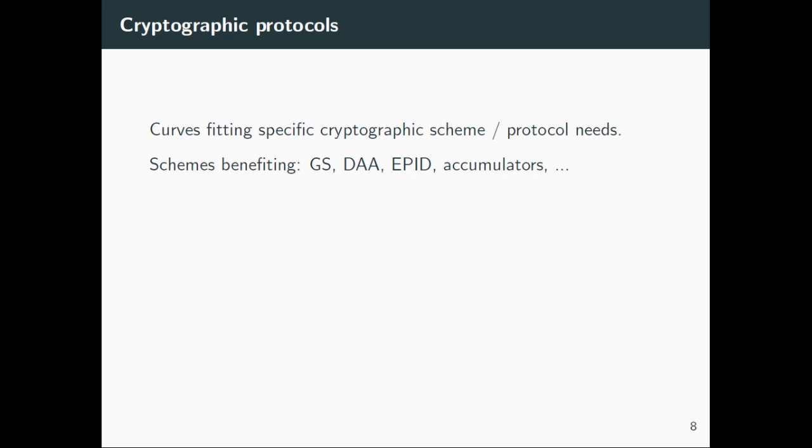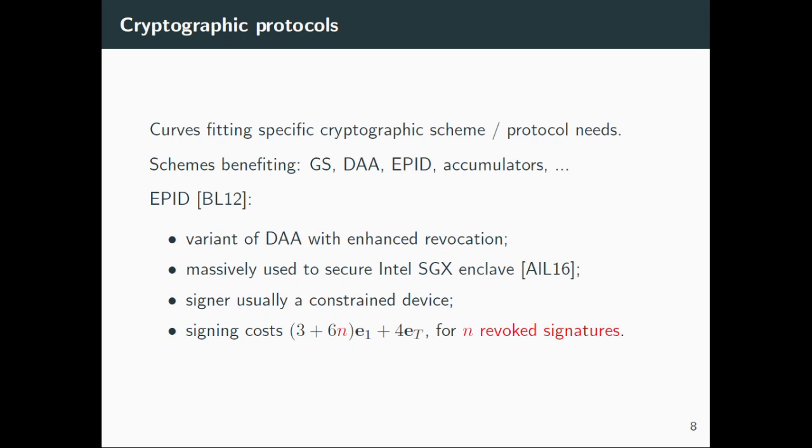A big family of cryptographic protocols benefits from a less expensive operation cost in the first pairing group. That family includes schemes such as group signature, direct anonymous attestation, enhanced privacy ID, and some accumulators. As an example, let's see more closely what it would mean for an EPID scheme.